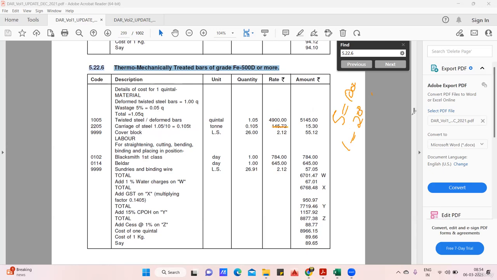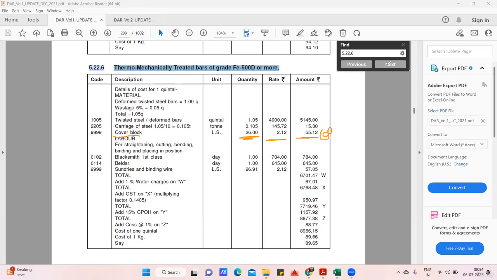Okay. Simple. Next is cover block. See, whenever you do any RCC work, you require a cover block, isn't it? So this cover block, they have put as lump sum, that is quantities, you require 26 here. Okay, lump sum. And the rate they have put is 55.12. So you can put a lump sum and you can put like 60 rupees for the cover block here. If I want to do 1 quintal of the steel work, then roughly I require this much cover block, and this is the cost of that.